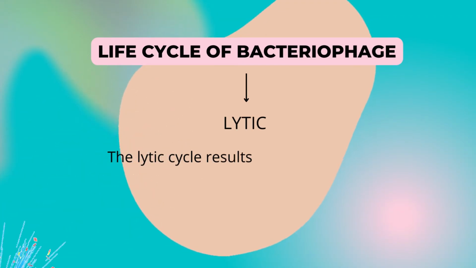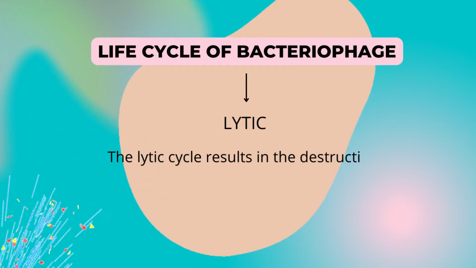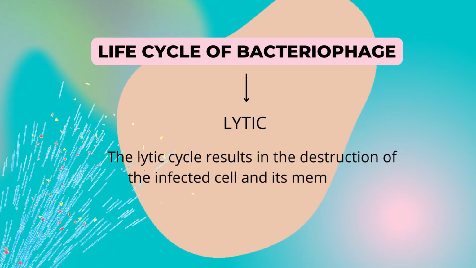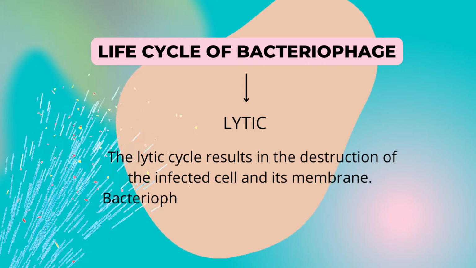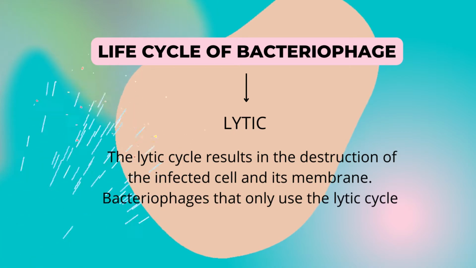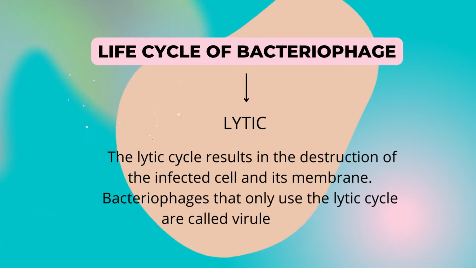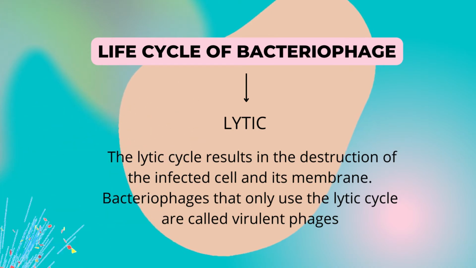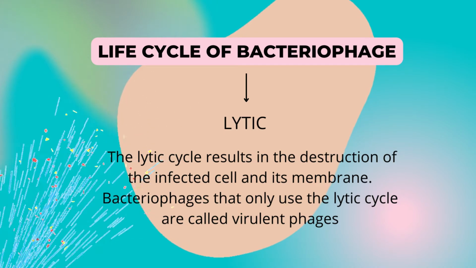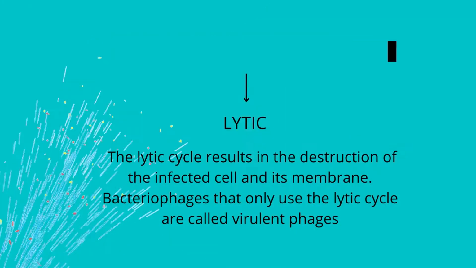Lytic life cycle is a master-slave relationship because in this life cycle the bacteriophage causes destruction in the bacterial cell. The lytic cycle results in the destruction of the infected cell and its membrane. Bacteriophages that only use the lytic cycle are called virulent phages.